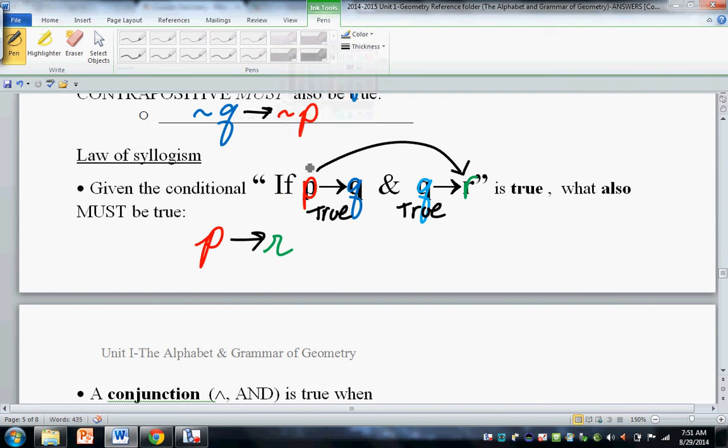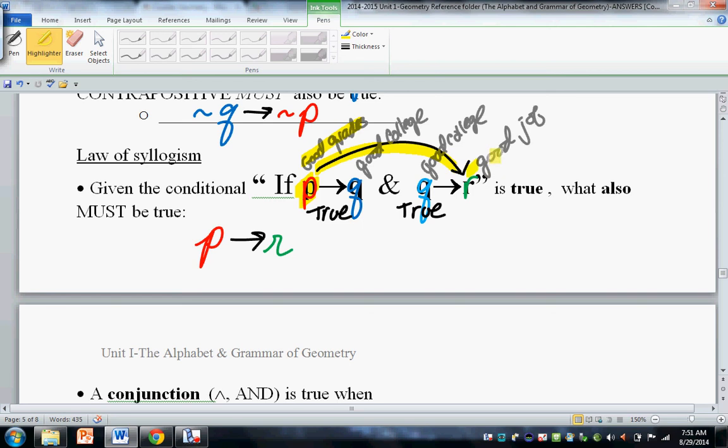Ready? So it would read like this. If you get good grades, then you get into a good college. If you get into a good college, then you can get a good job. Therefore, we make the connection. If you get good grades, then you get a good job. That would be a syllogism.